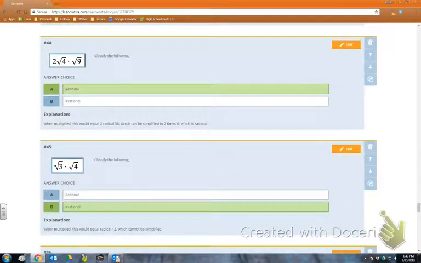For 44, both radical 4 and radical 9 are perfect squares, but I could also show it by multiplication. I'd have 2 times the square root of 36, which is 2 times 6. Therefore, that's a rational number. The square root went away.